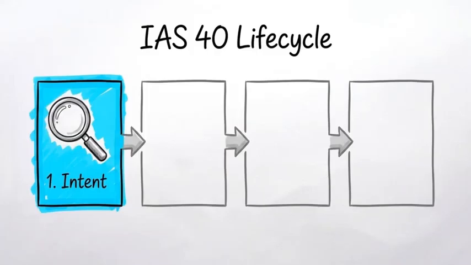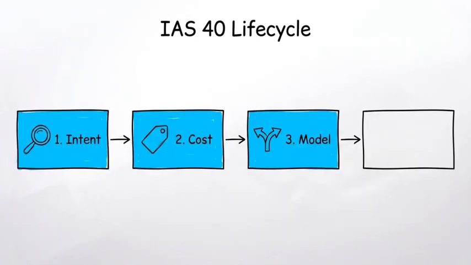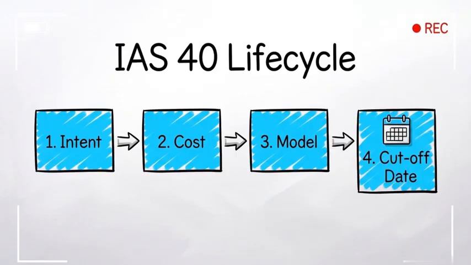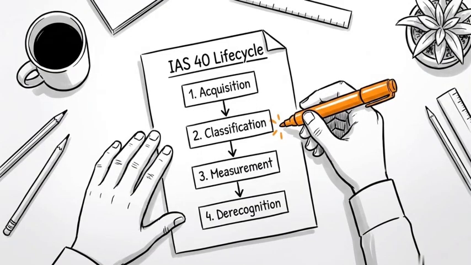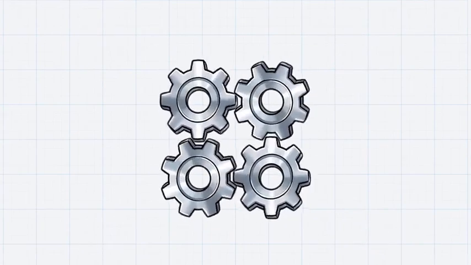Step 1. Identify your intent to rent or hold for capital appreciation. Step 2. Initially measure at cost. Step 3. Choose your subsequent measurement model. And step 4, when transferring, finalize the old standard up to the exact date of change. Take a screenshot of this framework. When you internalize this exact sequence, classifying and measuring properties stops being a guessing game. It becomes a strictly predictable, mechanical process.